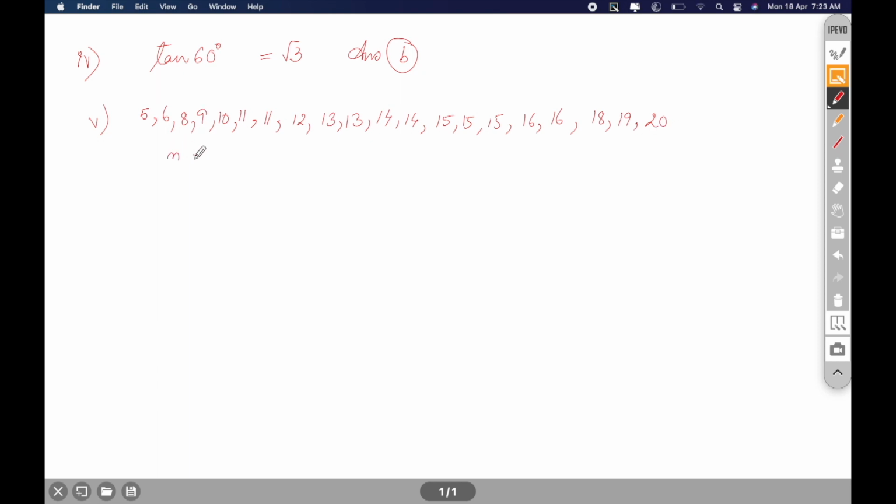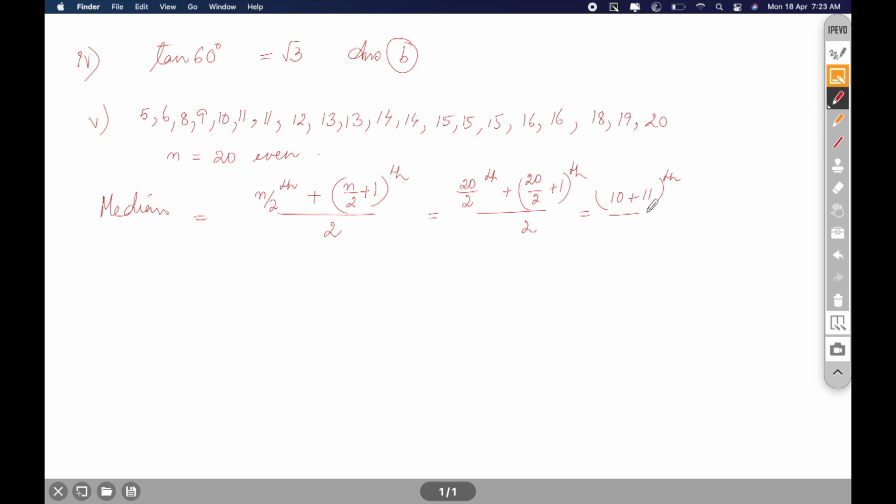So here n equals 20, that is even. So the median will be the (n by 2)th observation plus the (n by 2 plus 1)th observation, divided by 2. That is the average of the two middle numbers, right? So the (n by 2)th observation means the (20 by 2)th observation and the immediate next, consecutive observation. So we write it this way, that is the 10th and 11th observation by 2.